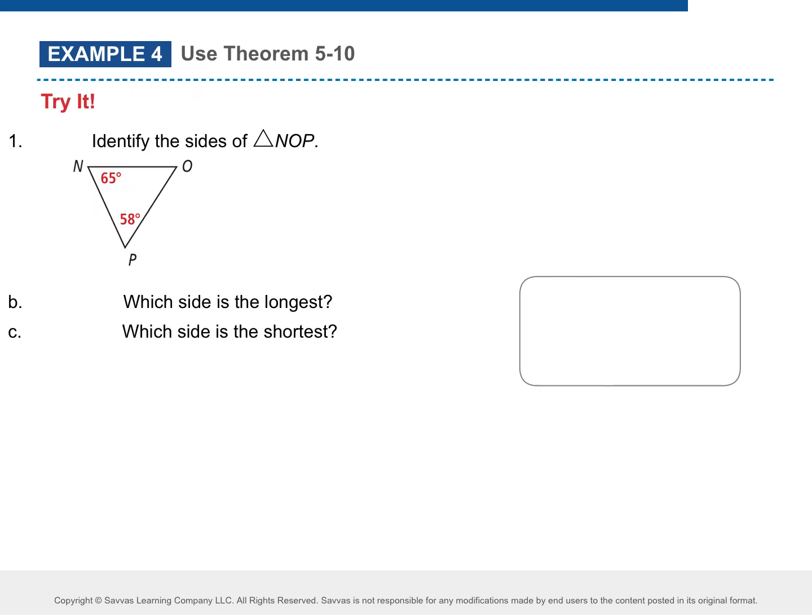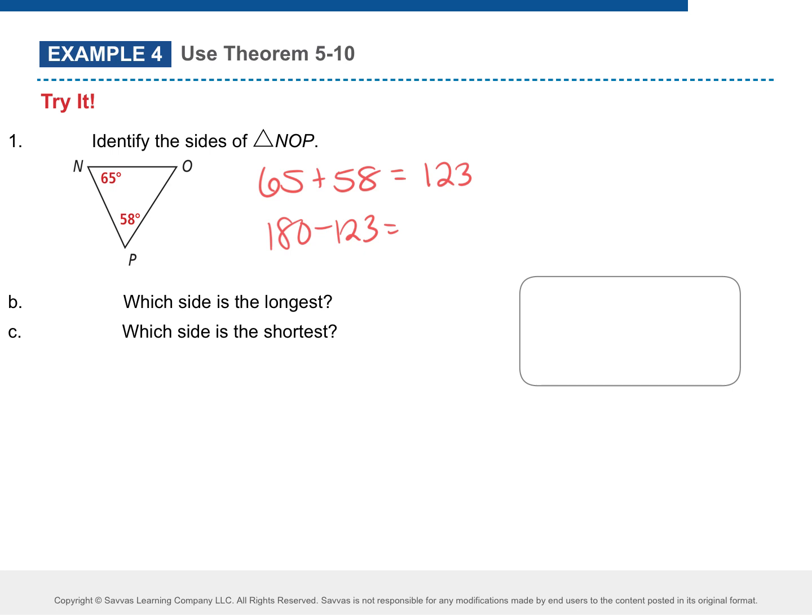Okay, on example 4, looking at this one right here, do we have enough information to answer the questions right now? No. Why not? Because we don't know the O angle. We don't know the third angle. Okay, so how can I find the third angle? 65 plus 58. Yep, because what do all of these angles add up to? 180. So we can do 65 plus 58, which is 123. And then 180 minus 123 is 57, sorry. 57.